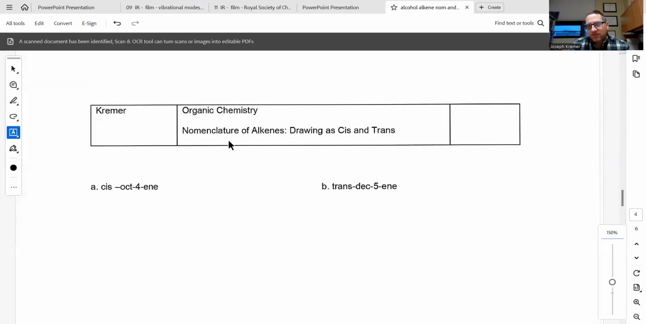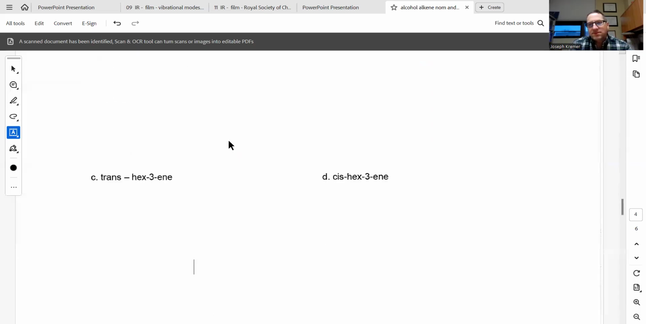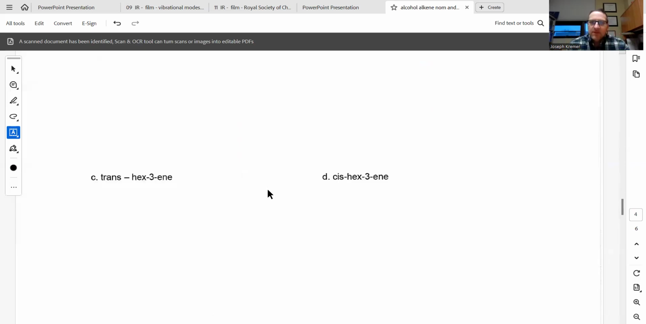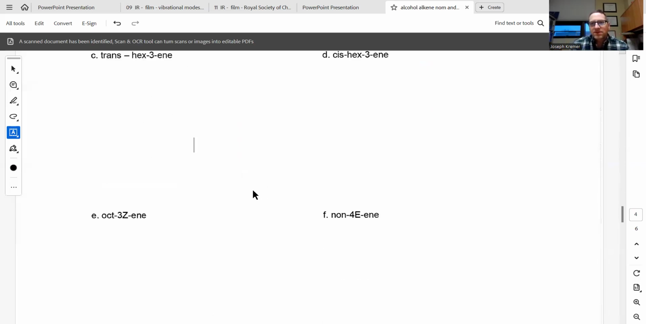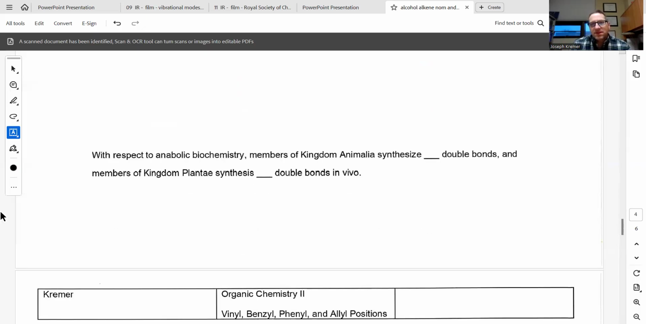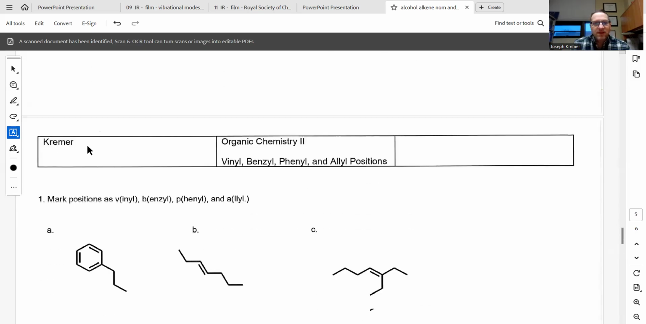I think I'll cover this at another time. Let this sink in. That's too much information overload. But you can see how important information is, especially for physician assistant majors: double bonds in animals, double bonds in plants. I hope you would want to know that information. I hope you're thirsty for that information.